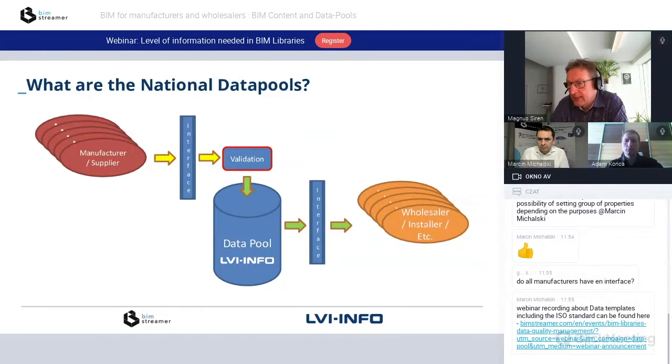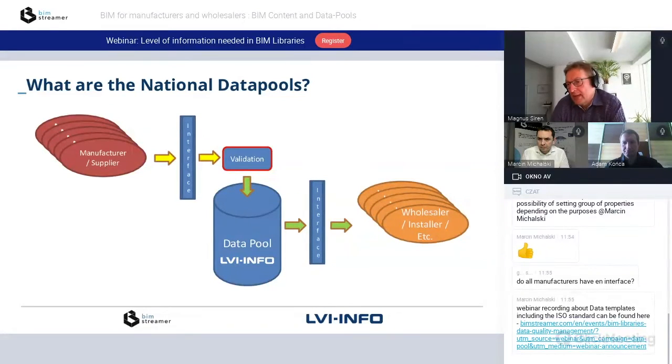And last but not least, through the interface, we are also connected to wholesalers, installers, and other parties who need this data for their business. One main thing with this is that we have today an API both for importing and exporting data, which means that in practice we can have a more or less fully automatic flow from the manufacturer's PIM system through the API into our validation. If everything goes through the validation, fine, it goes into the data pool. And then, for example, a wholesaler or installer can download the data through the API again.